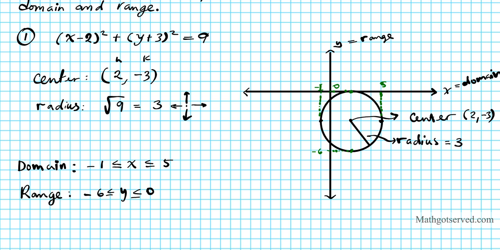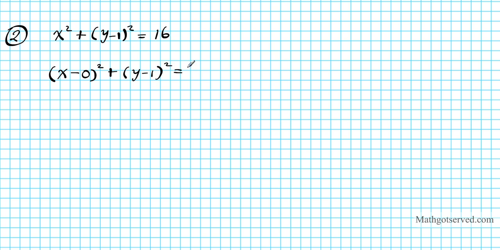All right, let's try another example. Question number 2. So if we have the equation x squared plus y minus 1 squared equals 16. All right, so I need to place this in standard form first. I need a number to be subtracted from the x, but x is by itself. So what can I subtract from x without changing it? So I'm just going to subtract 0. X minus 0 squared. If there's no number there, you're going to subtract 0 because that doesn't change it. So it's x minus 0 squared plus y minus 1 squared equals 16.